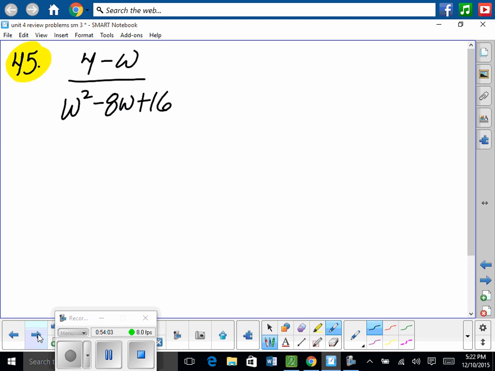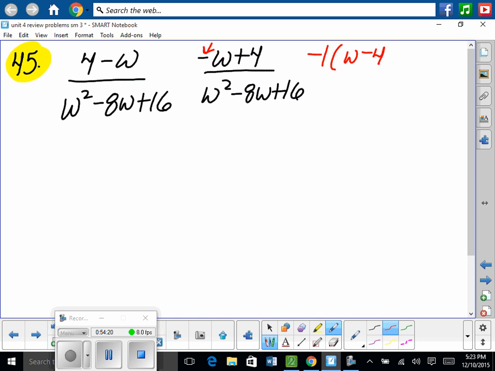Okay, and this next one, 45, a little bit trickier. First things first, write things in standard form. On top I should have negative w plus 4. This is already in standard form. And then we'll factor each piece. The top does indeed factor because we have a negative in front. So we pull out negative 1, left is w minus 4. We'd only factor that negative out if the negative's in front.